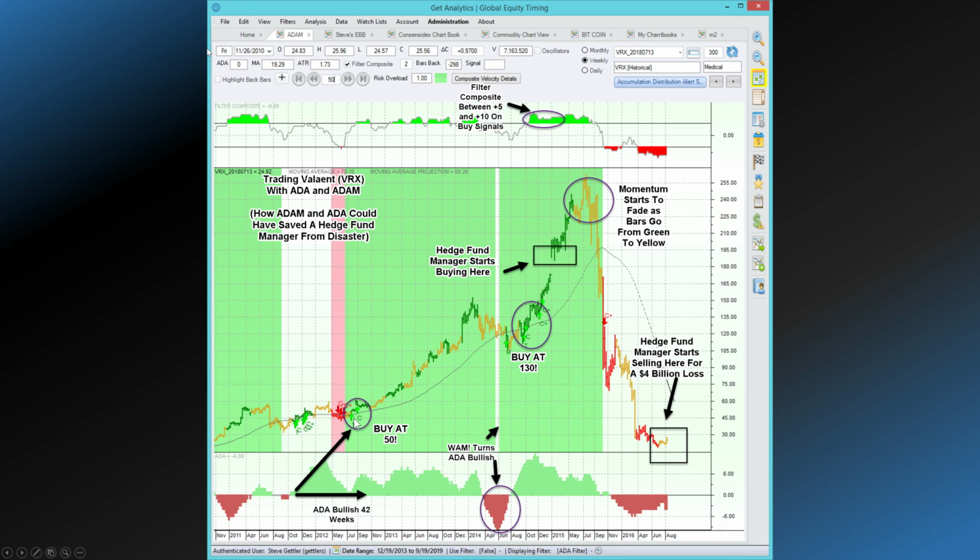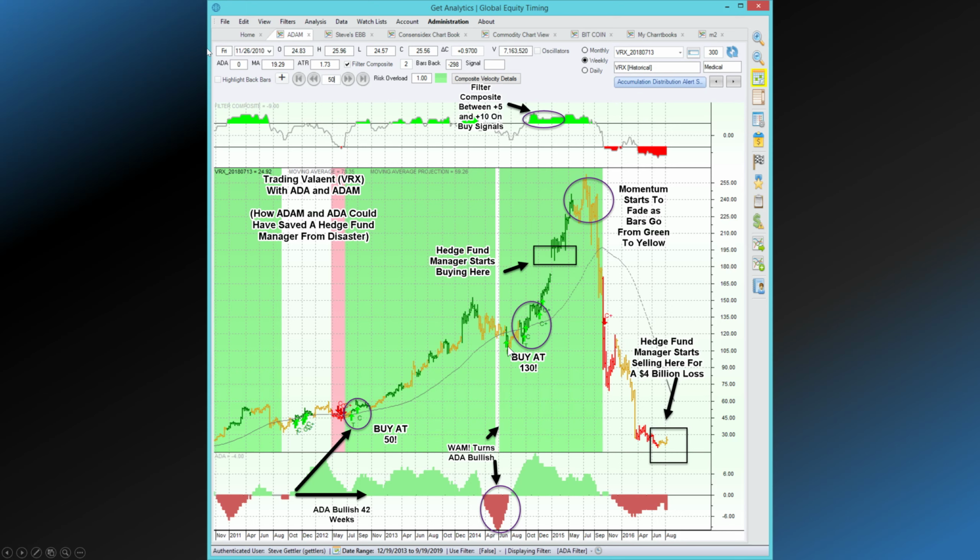Well, not only did we have an ATOM buy signal there, but if we go to the top of the chart, we also see that the filter composite was in the bullish zone, and that's the green zone above. So we had a couple of really strong things going for this trade, and as you can see, it did extremely well.